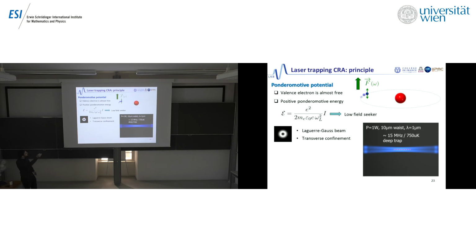And so how do you create this trap? Well, you simply make a donut beam, which is parametrized by Laguerre-Gauss polynomial coefficients.